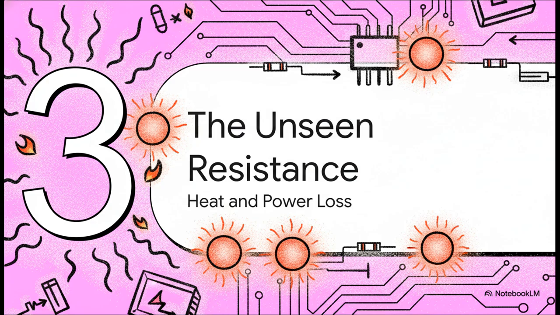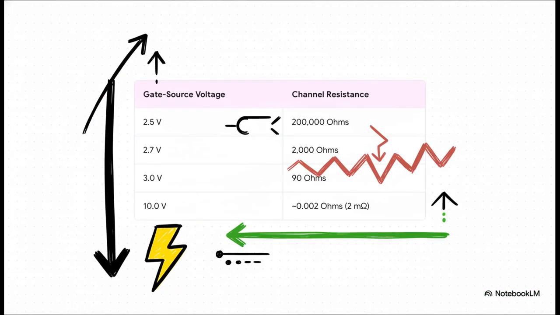All right, now for what is probably the biggest imperfection, and the source of one of a MOSFET's greatest enemies: heat. And this all comes down to one simple fact. When a MOSFET is on, its channel isn't a perfect wire with zero resistance. So check out this table. When the gate voltage is low, just barely over that threshold we talked about, the channel's resistance is massive. We're talking hundreds of thousands of ohms. But as we crank that gate voltage higher and higher, the resistance just plummets. When you drive the gate hard with something like 10 volts, you can get that resistance all the way down into the milliohms. That's just thousandths of an ohm.